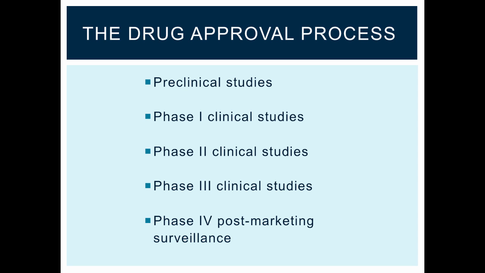Before a drug can be marketed and given to a patient, it needs to progress through a series of studies that evaluate its efficacy and potency, and importantly, its safety. The drug approval process entails preclinical studies, phase 1, 2, and 3 clinical studies, and phase 4 post-marketing surveillance.